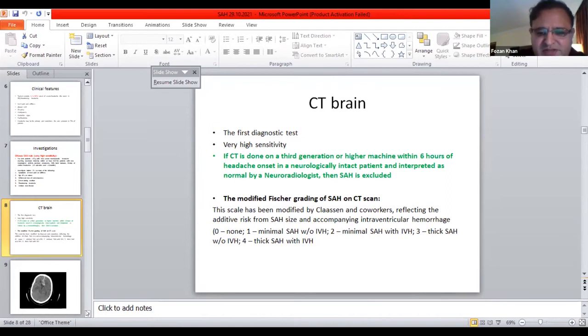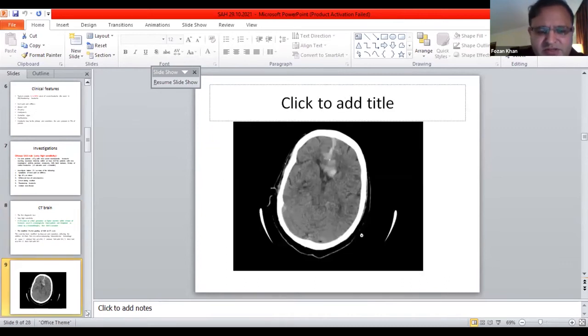Number 2 is minimal SAH with intraventricular extension. The third grade which they use is thick subarachnoid hemorrhage without intraventricular extension, and 4 is thick SAH with intraventricular extension. Can anyone guess which grading this CT brain will come under? Any idea from the audience? Can anyone guess? Okay, so it will be grade 4.